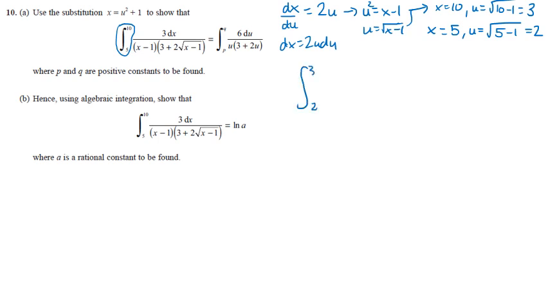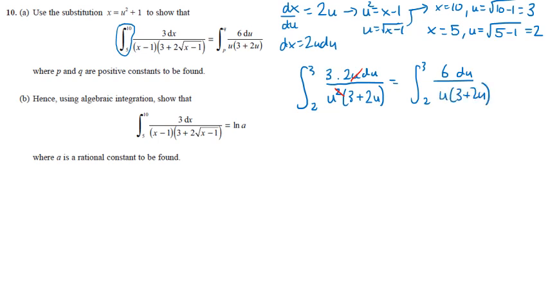So new limits, put those in. dx on the top we're replacing with 2u du. On the bottom I've got an x minus 1, which I know is equal to u squared. And then I've got 3 plus 2 times root x minus 1, so that's 3 plus 2u. And then all I need to do is cancel one u from the numerator with one from the denominator. And then 3 times 2 is 6, so I've got the integral from 2 to 3 of 6 du divided by u times 3 plus 2u, which is what I was after.